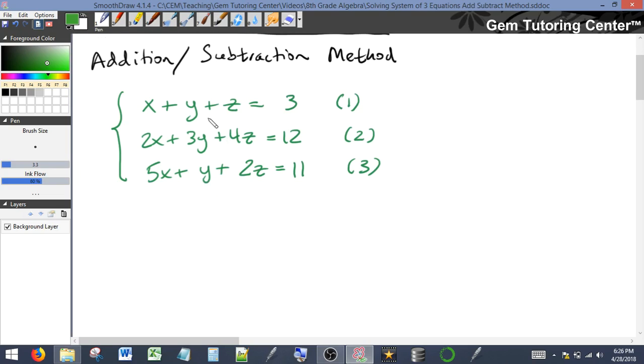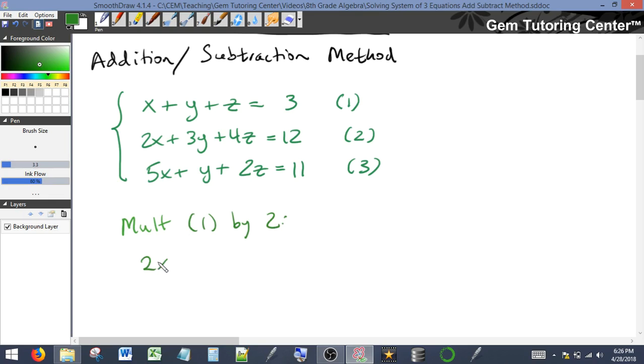So the first thing we're going to do is look at equation 1 and equation 2, and ask, how can I add or subtract one equation from the other to eliminate one of the variables? That's what we're trying to do. We want to eliminate x, y, or z. So let's try to eliminate x, and this is how we would do that. First, we multiply equation 1 by the number 2.